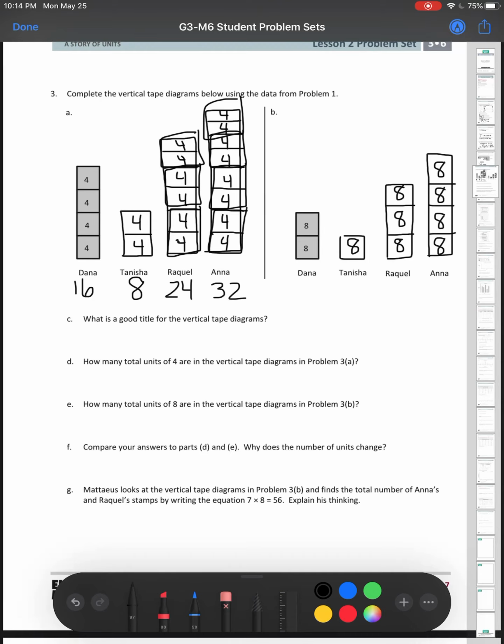Alright, so then on C, what is a good title for the vertical tape diagrams? It could also be a good title for the horizontal tape diagrams. So they're just asking what's a good title. There's a variety of titles that could work for this. This is just one example. Number of stamps collected.